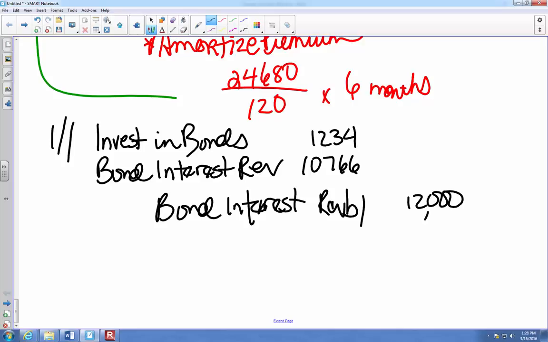Now what happens on July or June 30th? Debit cash for what you got. Record 12 months of amortization. And plug bond interest revenue. Debit cash for what you got. It's a year worth of interest. Amortize 1 year of premium. And plug bond interest revenue.